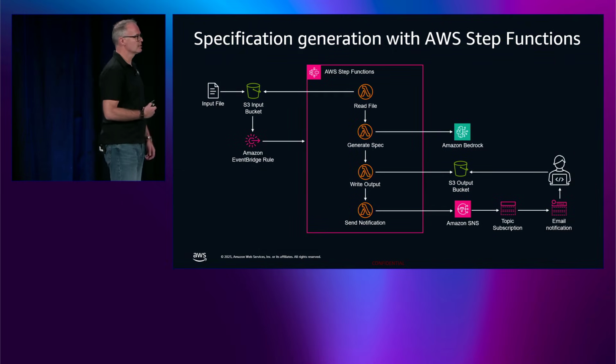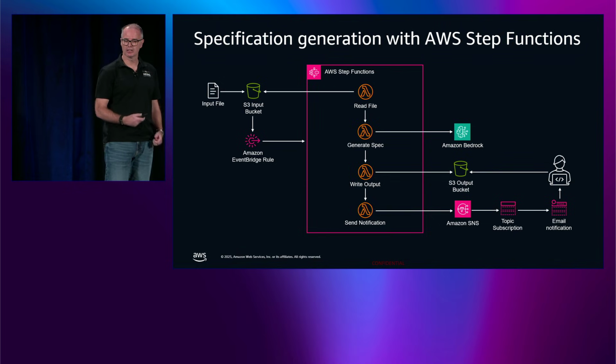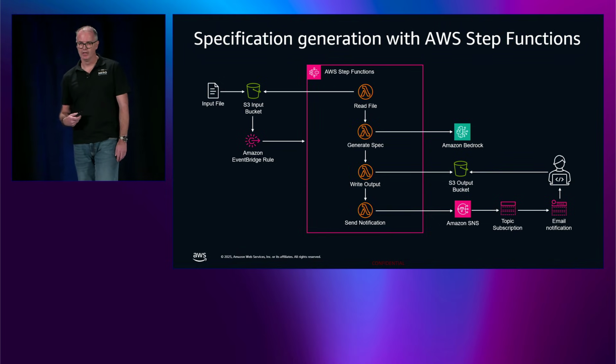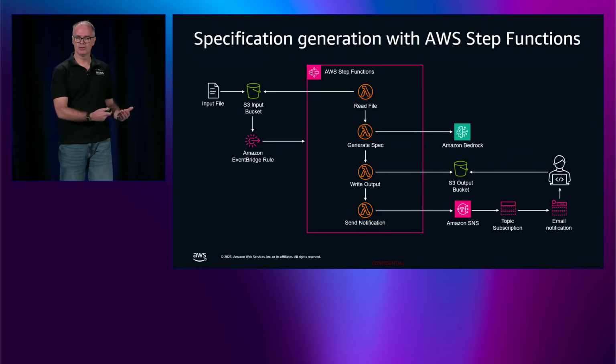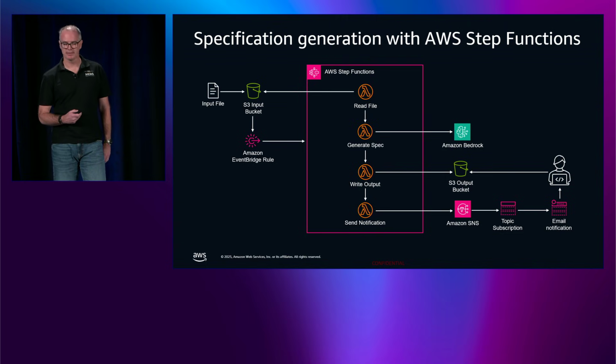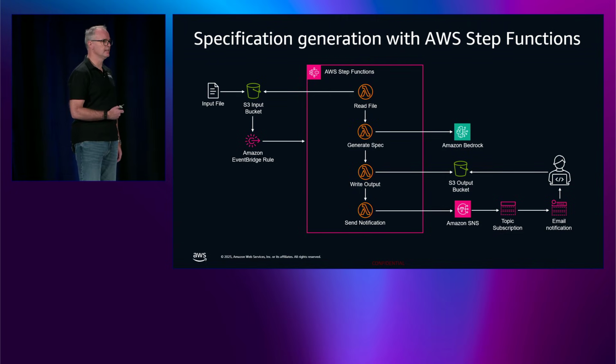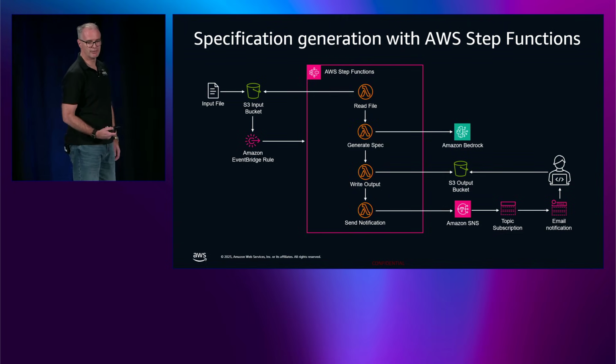So on the screen now, there's the high-level architecture. It very much looks at sort of serverless data processing. So it starts with a legacy source code file being dropped into an S3 bucket. The bucket is configured to send event notifications to Amazon EventBridge.